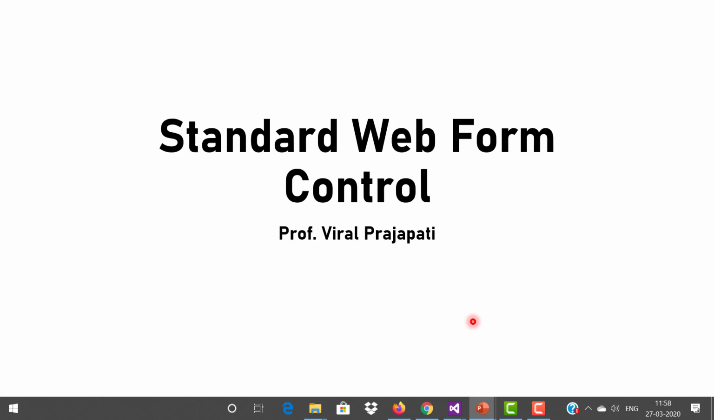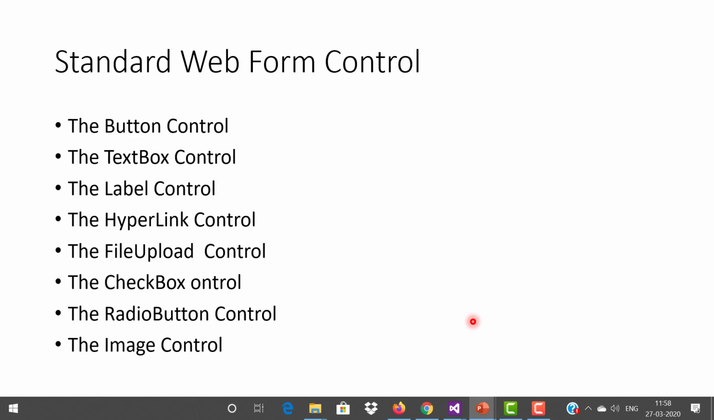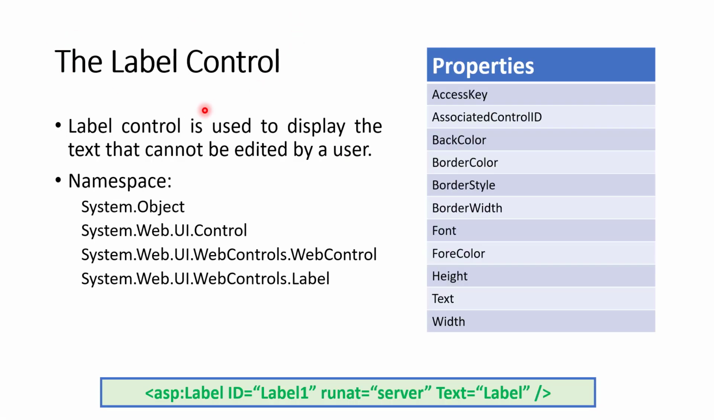Hello everyone. We had discussed a few standard web form controls in our last lecture, like button control and text box control. In today's lecture, we are going to see three more standard web controls, and that is label control, hyperlink control, and file upload control. Our next control is label control. Label control is used to display the text that cannot be edited by the user.